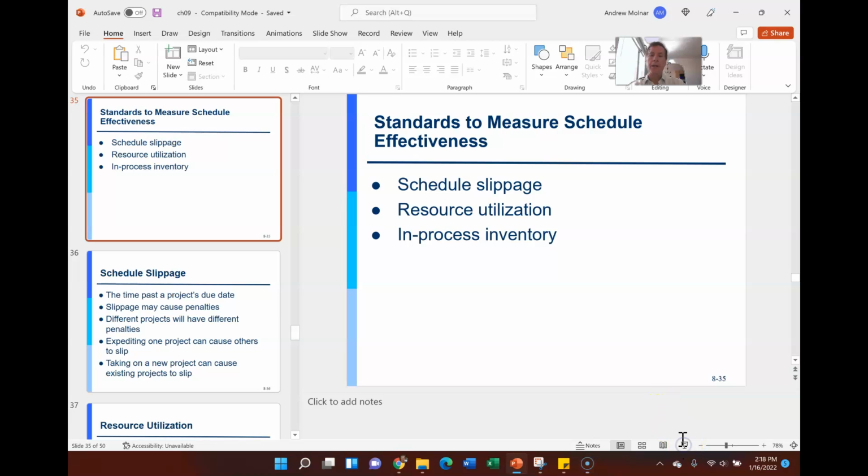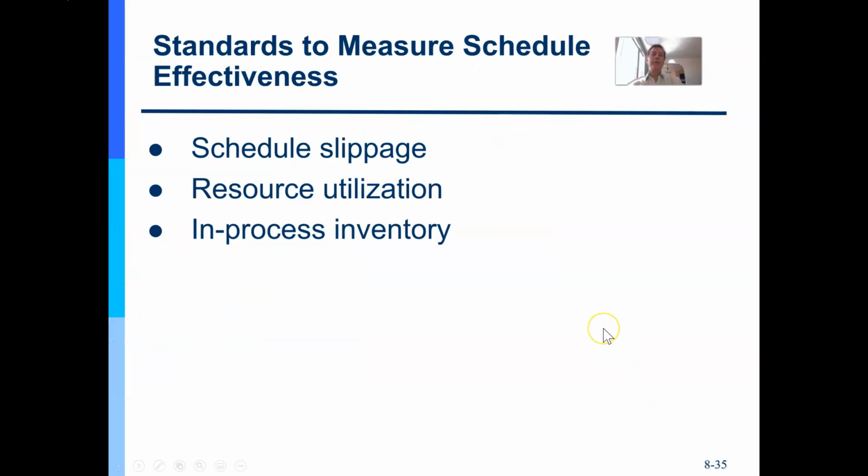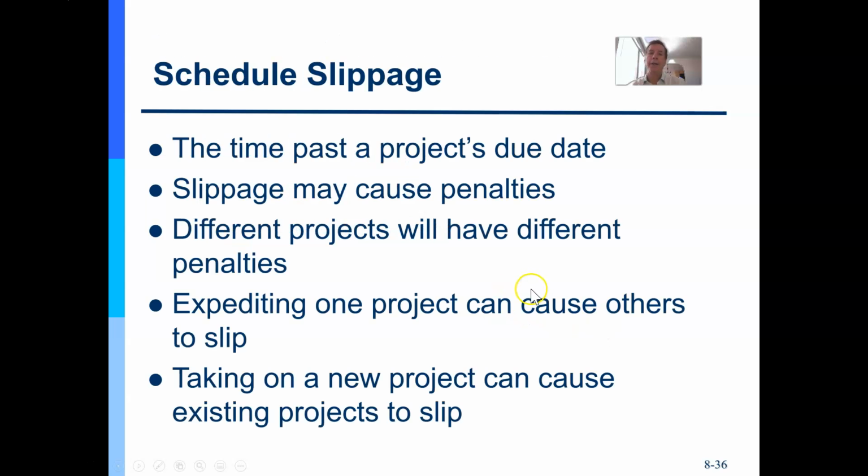Okay, so here we are back again with resource management. Part 2, we're going to talk about slippage, resource utilization, and in-process inventory. So slippage is when things begin to go into delay, right? Could be cost or schedule slippage, etc. And, if you're in a contract, it could cost you penalties. You want to really track, as a project manager, your slippage. So just be aware of that.